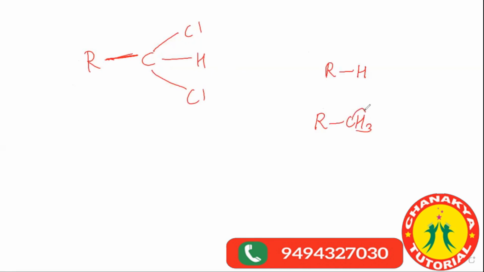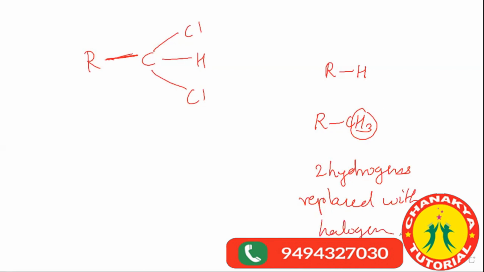So among these CH3, if two hydrogens are replaced with halogen, right? Means any of the X. So what I have done, instead of CH3, I have written here Cl, and one hydrogen I kept as it is. Got it? Okay. So if we see this carbon, its valency is what? 4. So we need to check whether 4 bonds are there or not. 1, 2, 3, and 4. Correct? So valency has been satisfied.